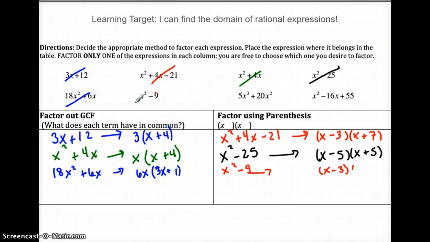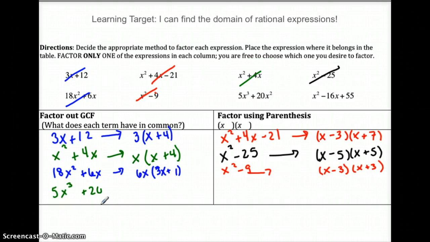Alright, so that guy's done. The next one, 5x cubed plus 20x squared. They both share stuff and they have stuff in common, so it's a GCF. 5x cubed plus 20x squared. So let's see, what do they have in common?